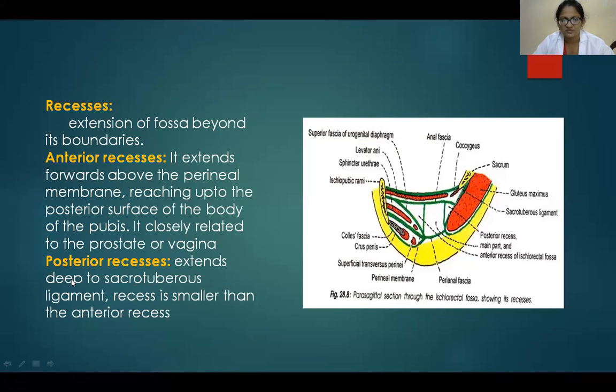Whereas the posterior recess extends deep to the sacrotuberous ligament. This is the sacrum, this is the tip of the coccyx, and this is the sacrotuberous ligament. The posterior recess extends up to the sacrotuberous ligament. This is smaller than the anterior recess. These are the 2 recesses of the ischiorectal fossa.